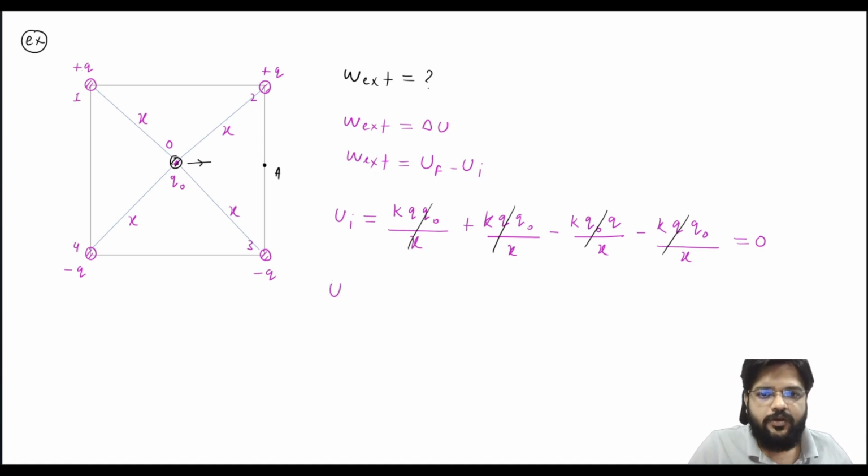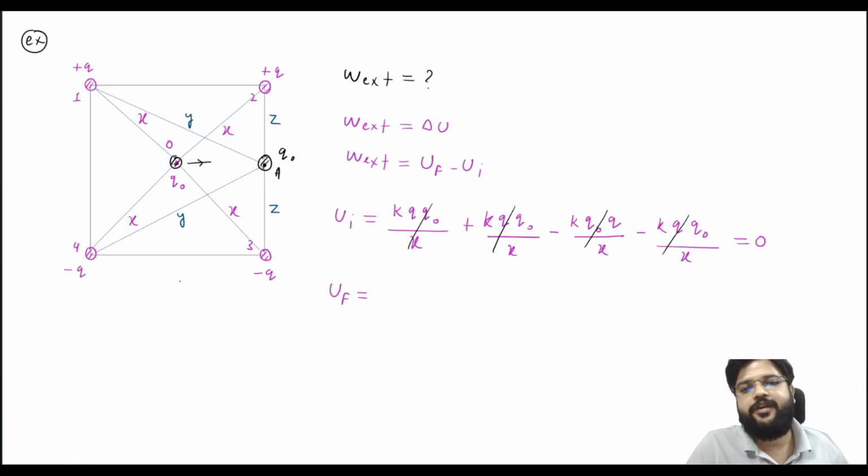U final. See, this charge we are moving from O to A. So the distance between the first and A point, and the distance between the fourth and A point should be the same, correct? And now this charge is present at A point. So let's suppose the distance between the first and A point is y, and this distance is also y between the fourth and A, and the distance between the second and A is z, everyone, and the distance between the third and A is again z.